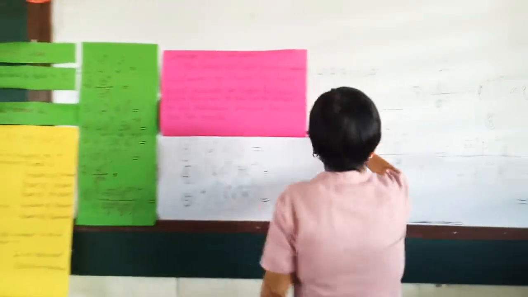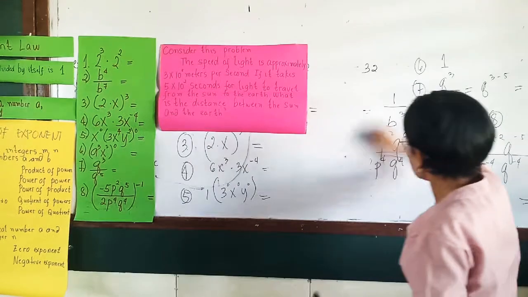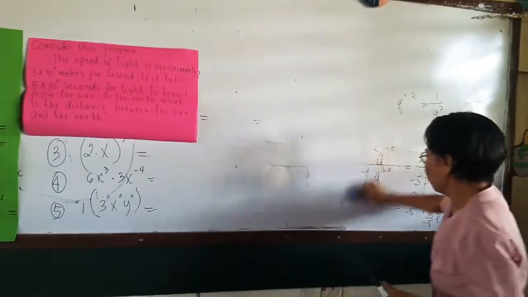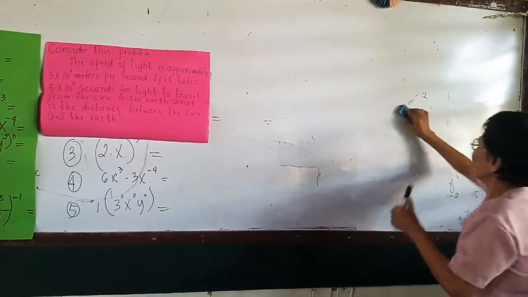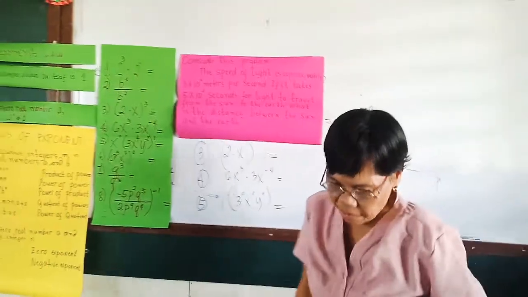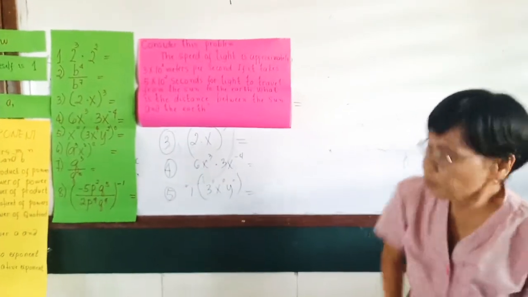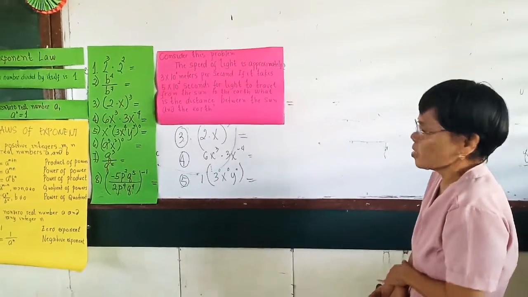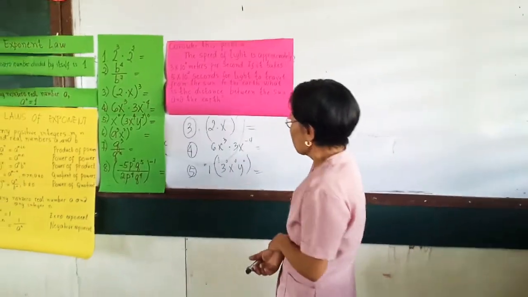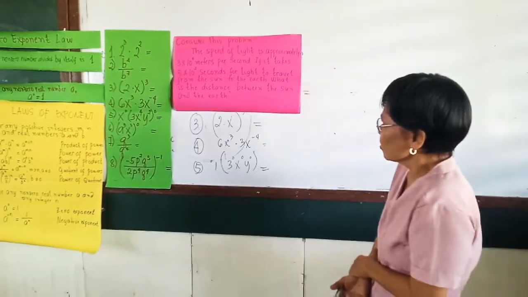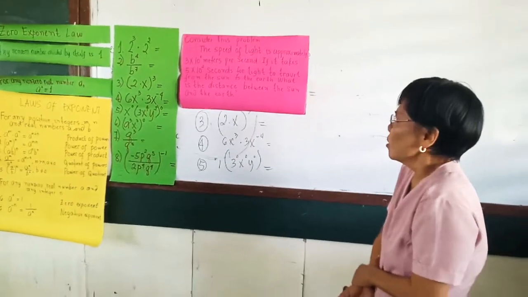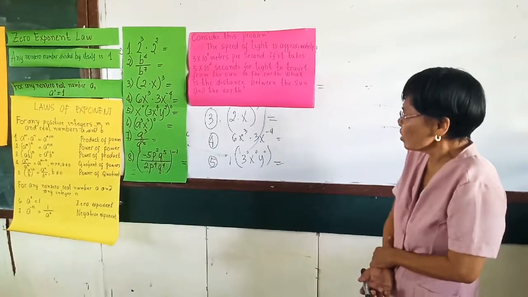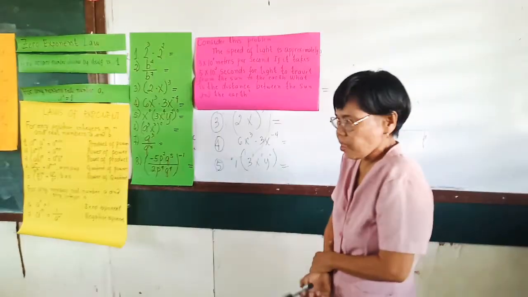We will erase this one. Okay, read the problem. The speed of light is approximately 3 times 10 to the 8th power meters per second. If it takes 5 times 10 squared seconds for light to travel from the sun to the earth, what is the distance between the sun and the earth?